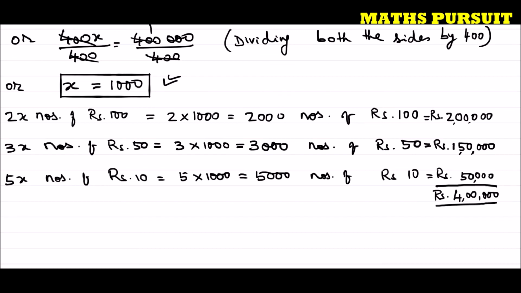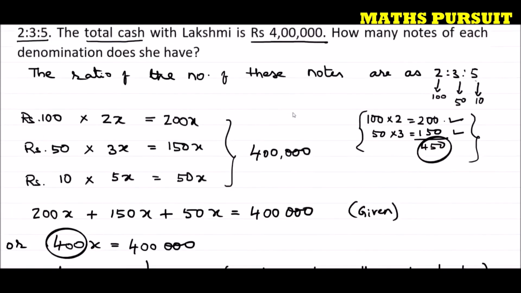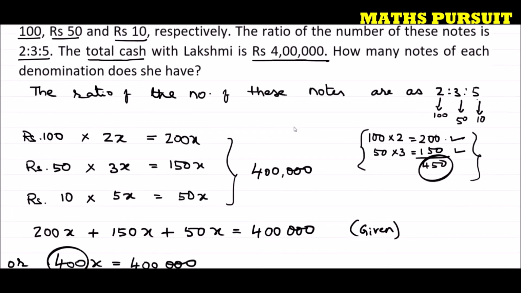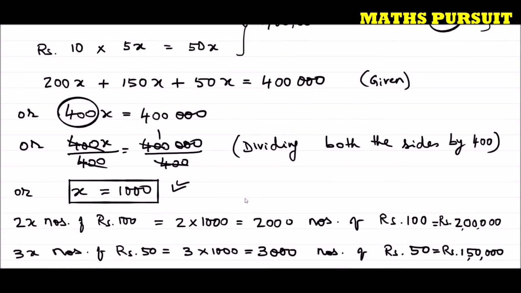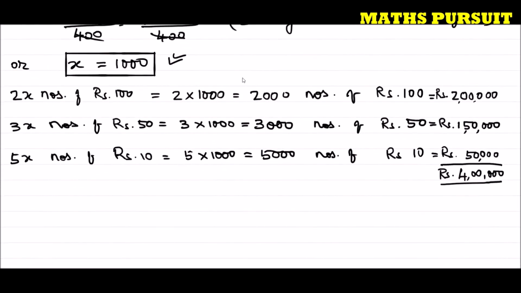Now guys, what has the question asked us? Let us look at the question once again so that we can close our answer. How many notes of each denomination does C have? The question is asking us how many notes of each denomination does C have.